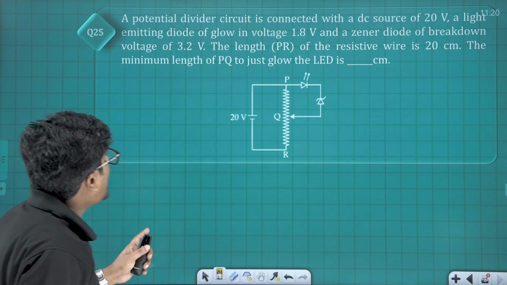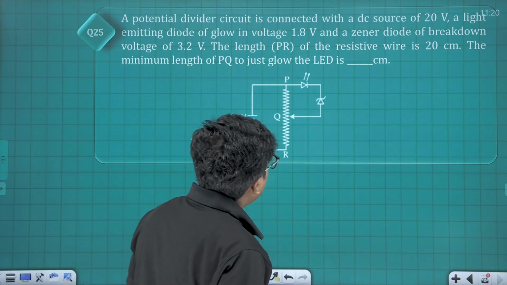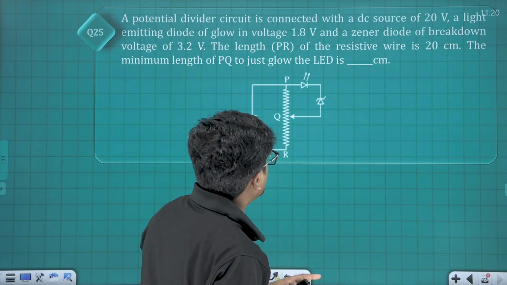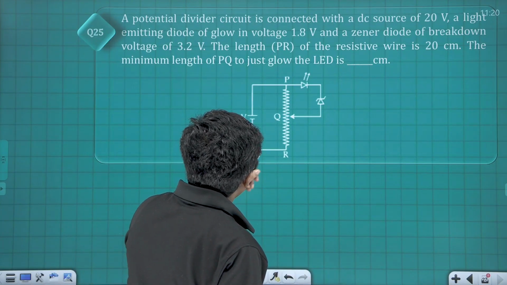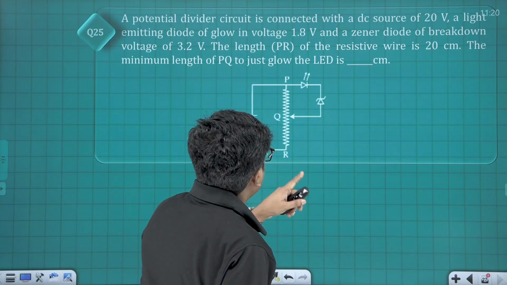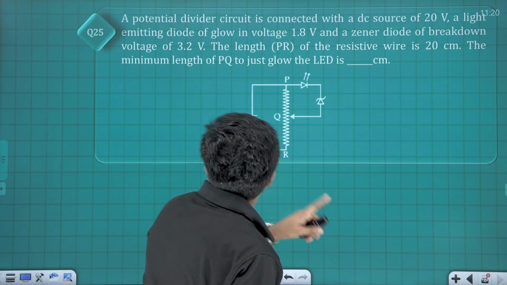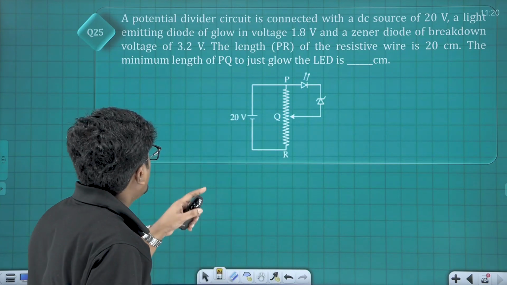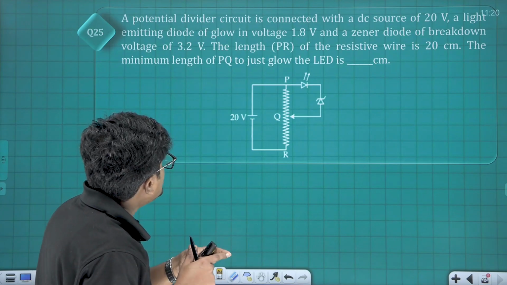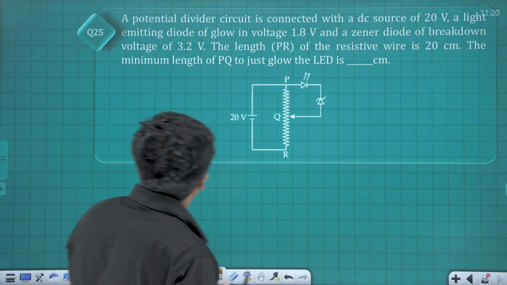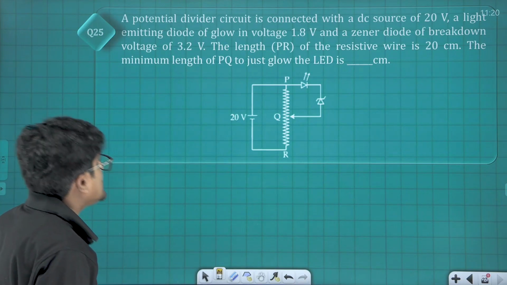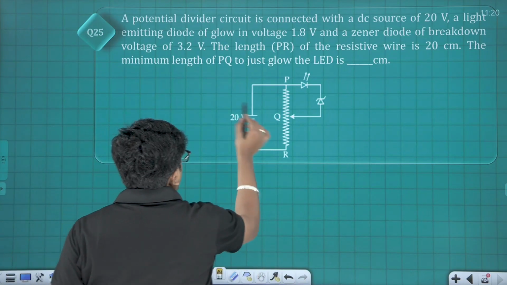Okay, and here comes the last question. The potential divider circuit is connected with a DC source of 20 volt, a light emitting diode of glow voltage 1.8 volt and a Zener diode of breakdown voltage 3.2 volt. Now the length PR of the resistive wire is 20 centimeter, then the minimum length of PQ is? So I am having 20 volt here.